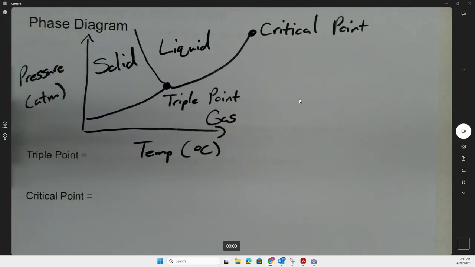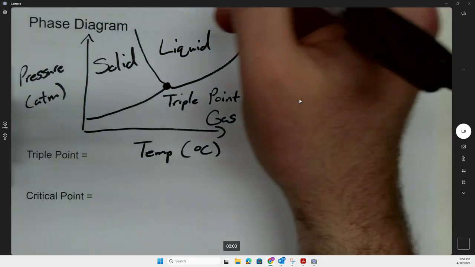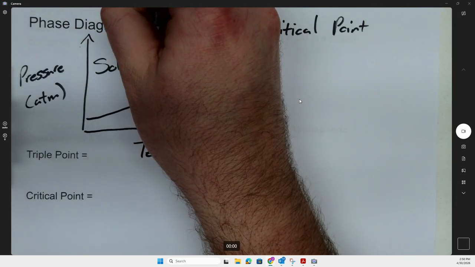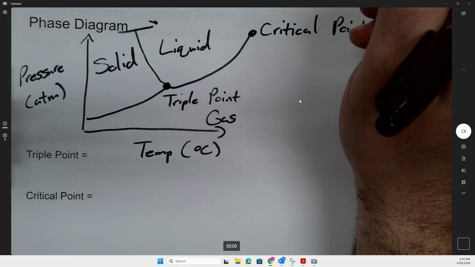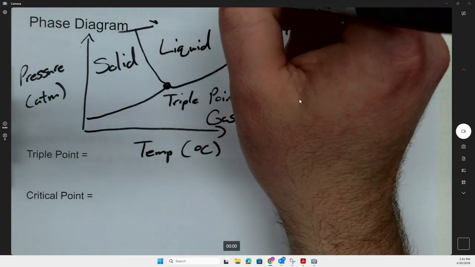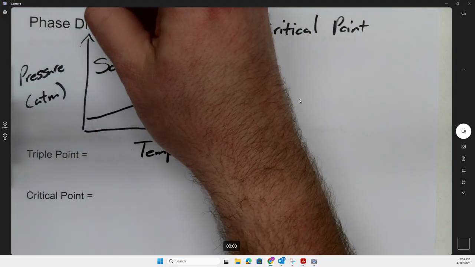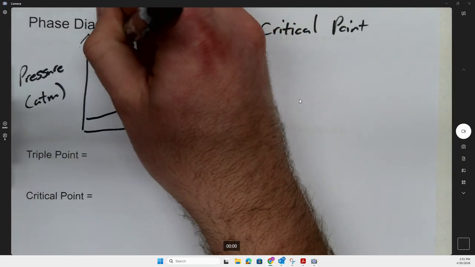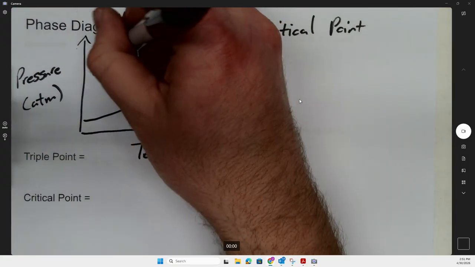We can also use this graph to identify where we see our phase changes. If I'm going from a solid to a liquid, if I'm dealing with water, what's that change called? Freezing. No, solid to liquid. Not freezing. Solid to liquid. Melting. If I go the opposite way, liquid to a solid, I stick the ice cubes in the freezer, they will freeze.